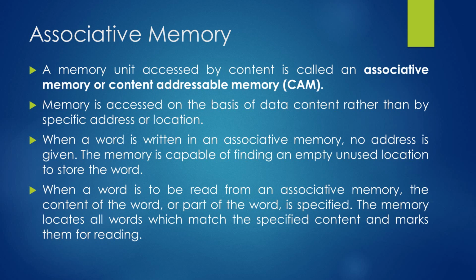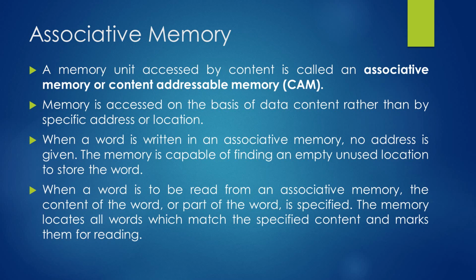When a word is written in an associative memory, it doesn't require any address. The memory itself is capable of finding an empty, unused location to store that particular word. Now we are familiar that whenever we want to store something, we have to provide the address. But in this type of memory, the address is not required. The associative memory itself will search for a place which is empty or unused, and it will store that word into that place. This was about the writing.